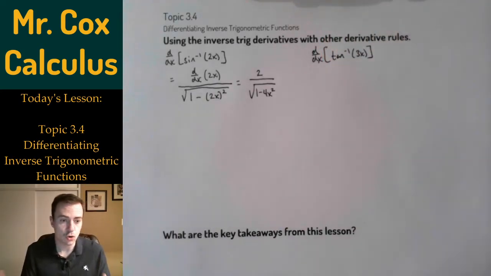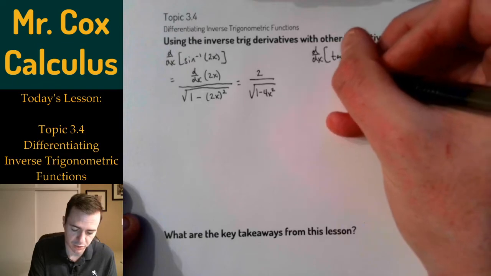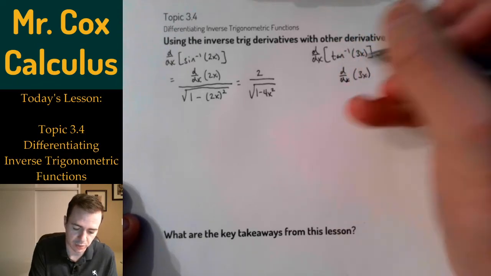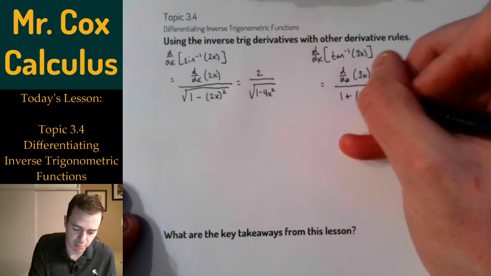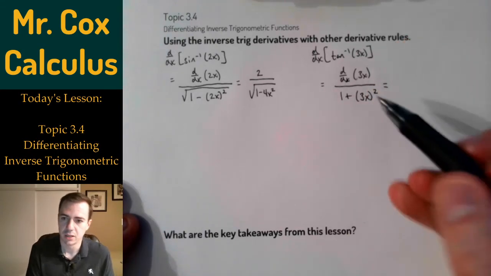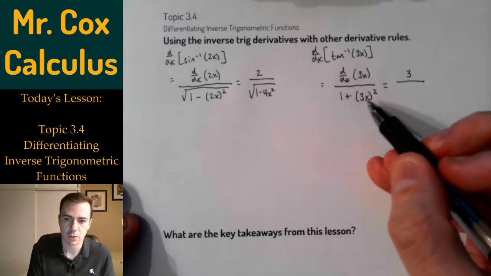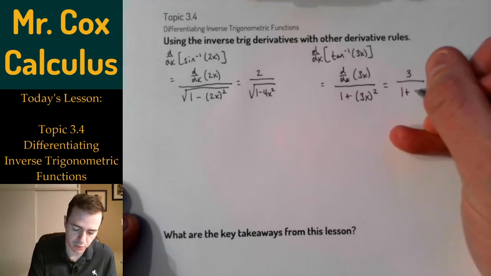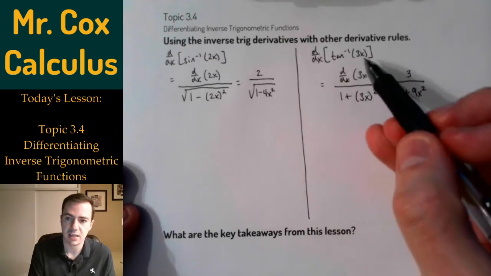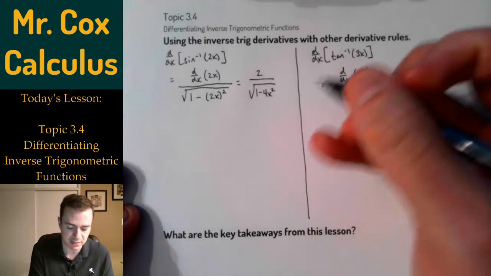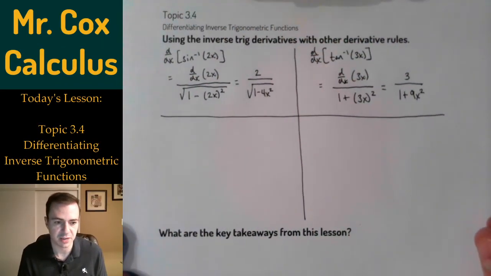Well, it is u prime over 1 plus u squared. So again, my u is 3x. So I want to start off with the derivative with respect to x of 3x. There's my u prime, all over 1 plus my u, 3x quantity squared. Well, the derivative of 3x is 3, all over 3x quantity squared is 9x squared, so 3 over 1 plus 9x squared. And so there's the derivative of that. Again, if you can identify what your u is, it's pretty easy to substitute them into those formulas we have for the derivatives of those inverse trig functions.